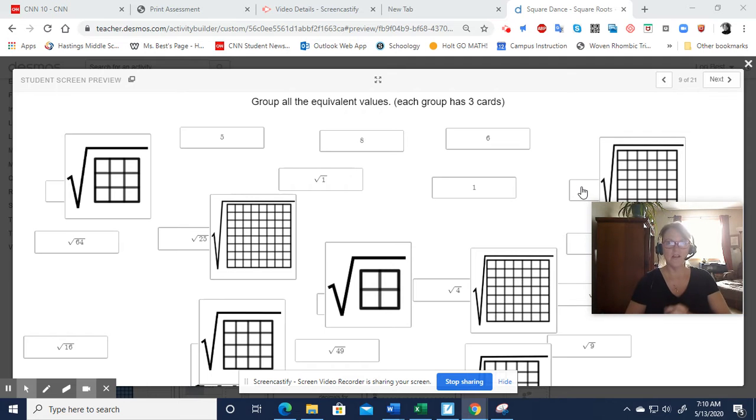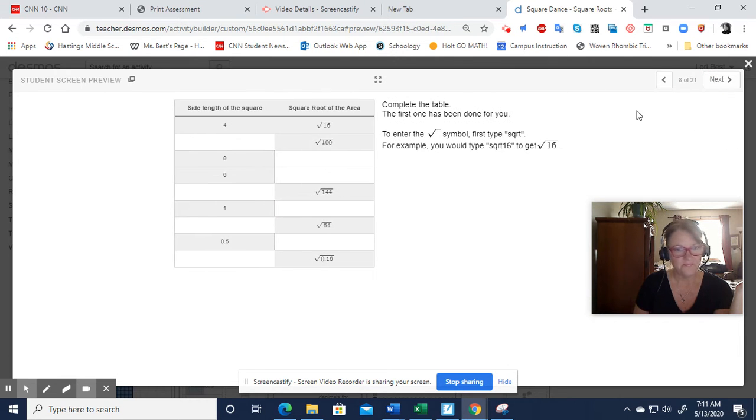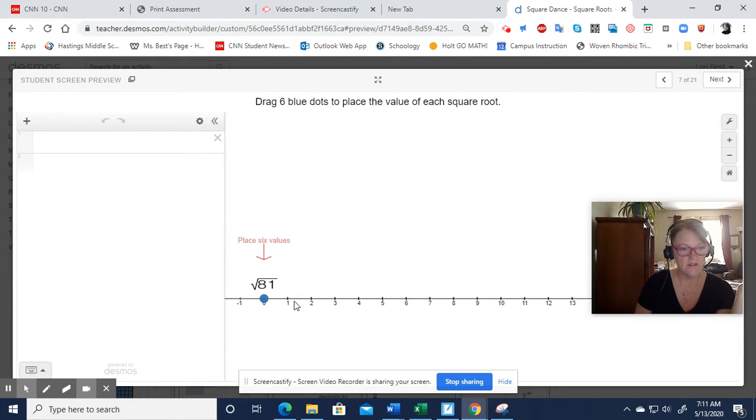Here we are. So it is a wonderful Wednesday, and we are continuing on with our learning about square roots. In yesterday's Desmos activity, we walked through all of these different screens. Some of these should look familiar, like this one, where you had to place 6 of these dots.